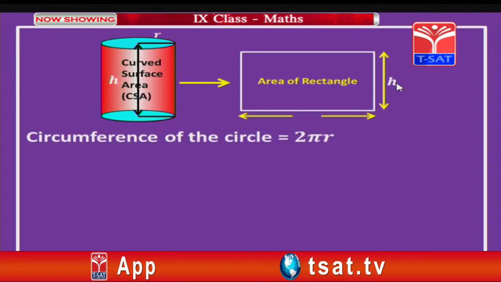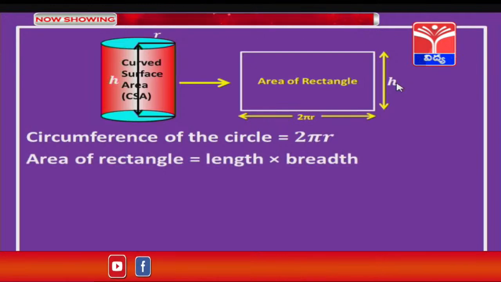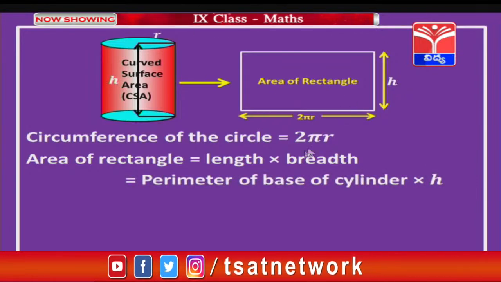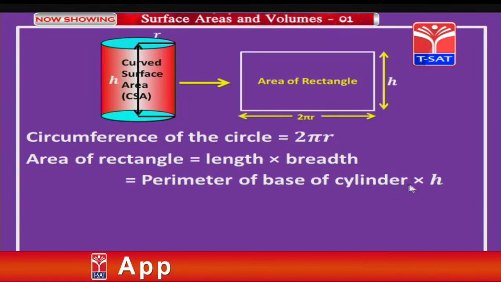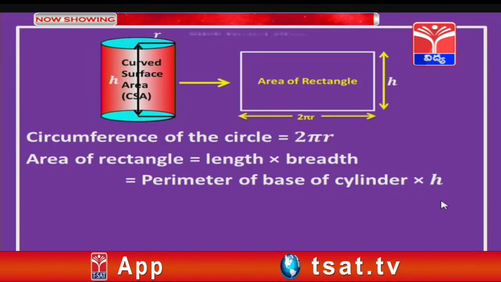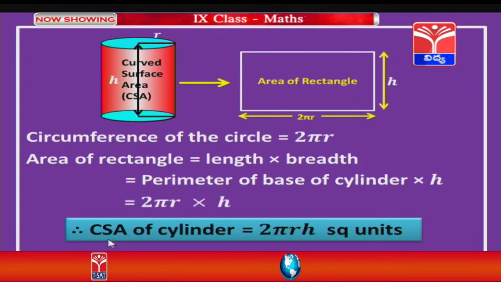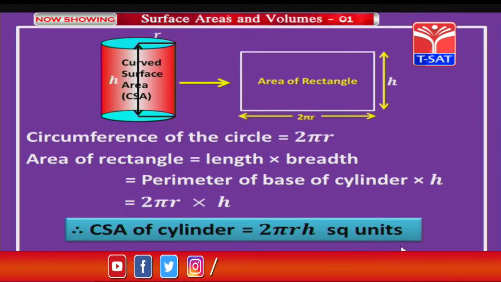So, what can we write, children? Yes, the circumference of the circle is 2 pi r and the area of the rectangle is given by length into breadth. So, the length can be written as what here? It is nothing but the perimeter of the base of the cylinder, into height. Now, substituting the values, you get 2 pi r into h. The curved surface area of the cylinder is given by 2 pi r h square units.